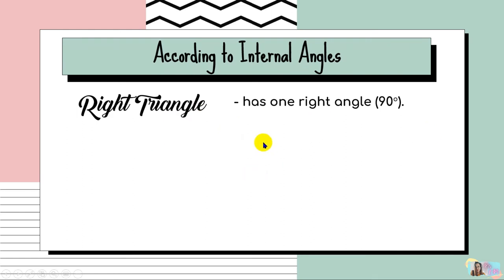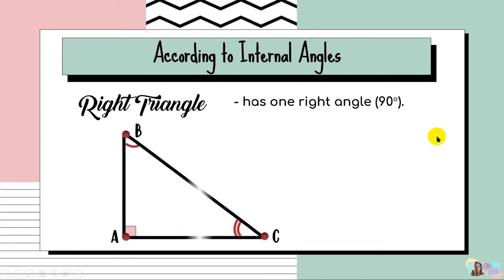So, pag naman po sinabing right triangle, meron tayong nag-iisang right angle. At kadalasan po, meron tayong ganitong symbol wherein siya yung nagpapakita na right angle nga siya or 90 degrees nga siya. So, kung mapapansin po natin yung markings natin dito, si angle B ay meron lang one marking and then si angle C merong dalawa. Ibig sabihin po nun, magkaiba pa rin sila ng measurement. So, here we have angle A as 90 degrees and then angle B as 30 degrees and angle C is 60 degrees according to the given.